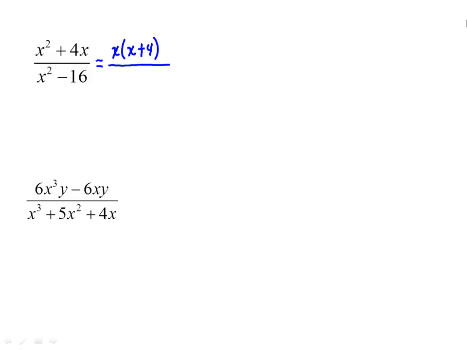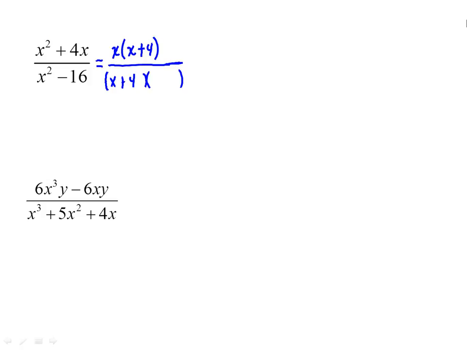Alright? On bottom, there's nothing in common. It's a binomial, so it has to be a pattern. Right? It's the difference of 2 squares. How do you factor the difference of 2 squares? Come on. Two sets of parentheses. What goes in them?